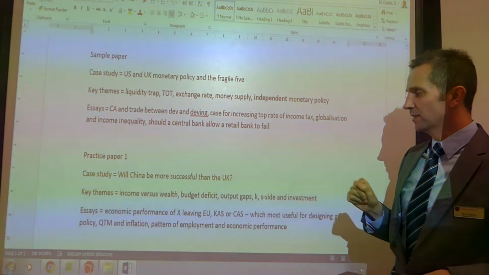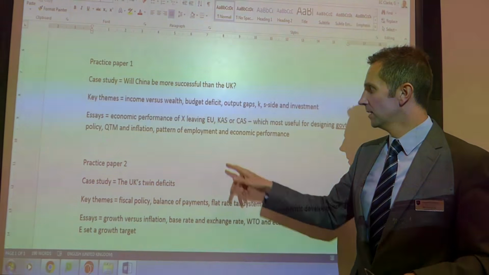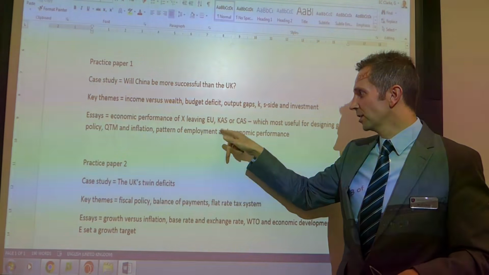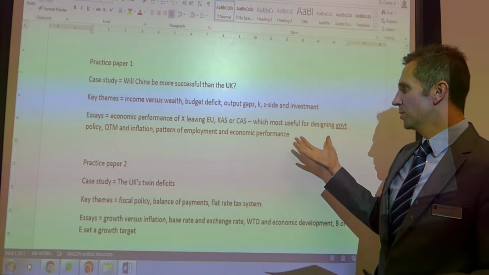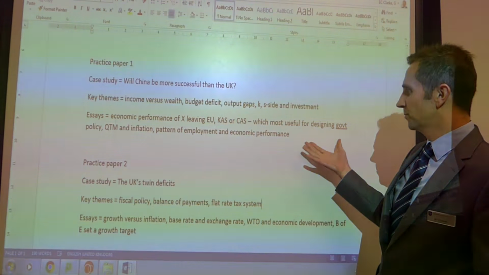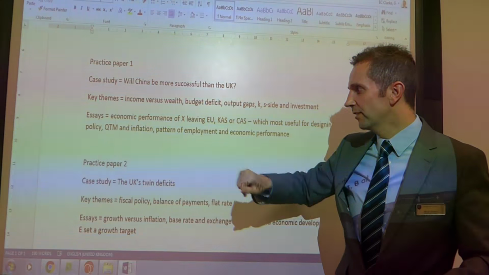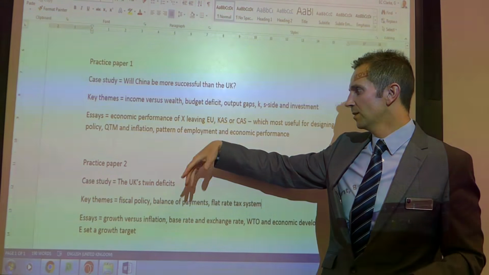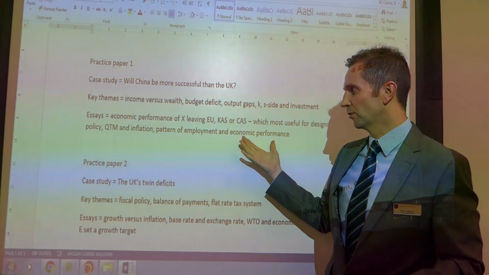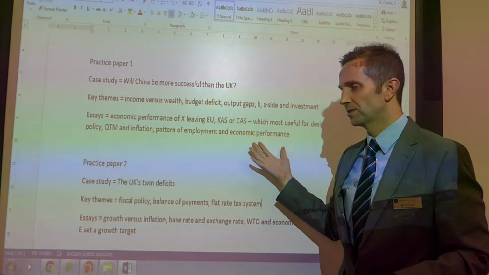Practice paper 1: the economic performance of a country, country X, if it leaves the EU, so that was 1. Keynesian aggregate supply curve, or classical, which is the most useful for designing government policy, that was 2. 3 was quantity theory, money and inflation, and then 4 was pattern of employment and economic performance. Now, if you look in the specification, you'll see how these key statements are just picked out and applied to the case study.